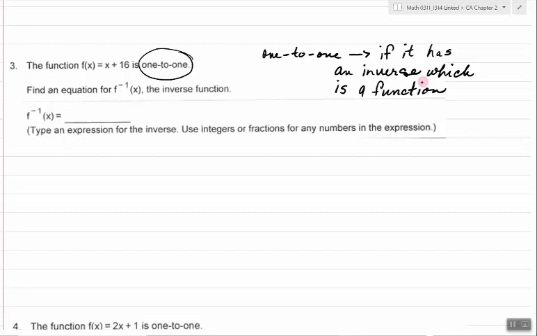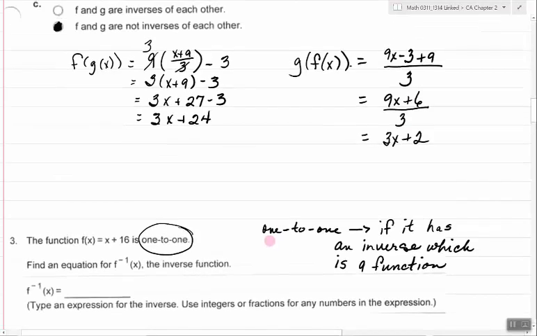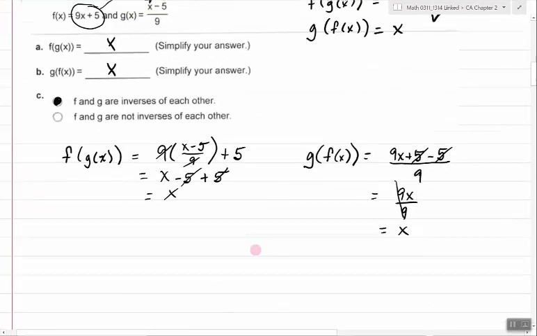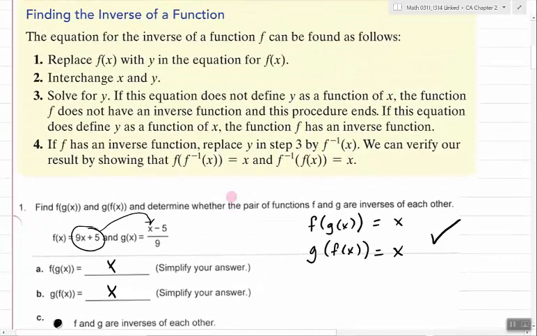But in number 3 it says the function f of x is x plus 16 is one-to-one. That means they're guaranteeing you that it does have an inverse, and its inverse is a function, and they just want us to find it. So I'm going to go back to those instructions, which are right here.